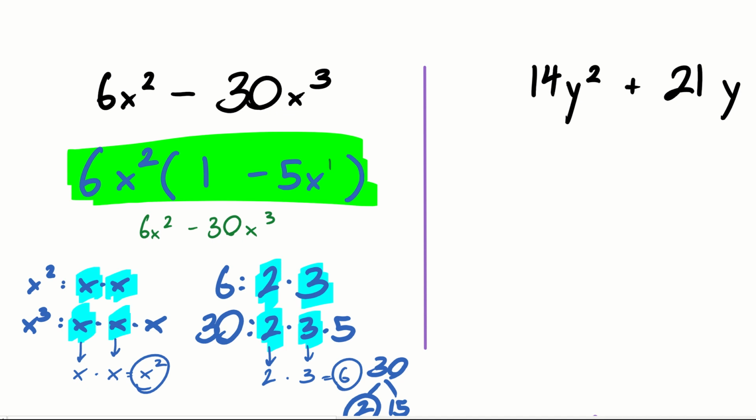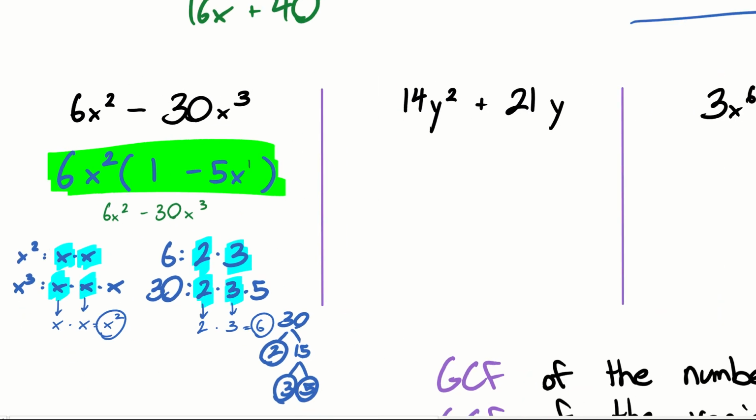All right, now, of course, we need more practice with this, especially with the variables, so let's do the next one here. 14y squared plus 21y. That's a good one right there. Again, find the GCF of the numbers. Well, the numbers 14 and 21. The greatest common factor between 14 and 21, of course, is 7. Right? 7 times 2 and 7 times 3.